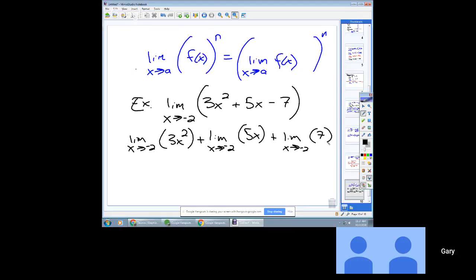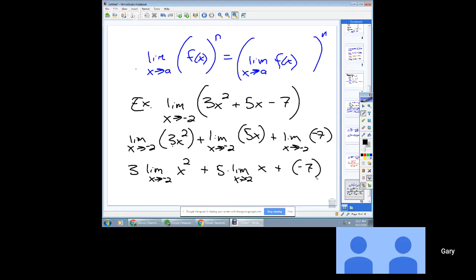Then we have other properties we can apply to each of these. Like what can I do with this 3 right here? Slide that out and just think about 3 times the limit as x goes to -2 of x squared. That 5 can pop out: 5 times the limit as x goes to -2 of x. Yeah, you're missing a minus. Is it minus? Oh, that should be a -7 there. Okay. Yeah, thank you. And then here, that limit's pretty lame. It's just -7.